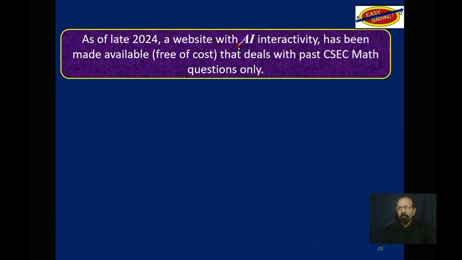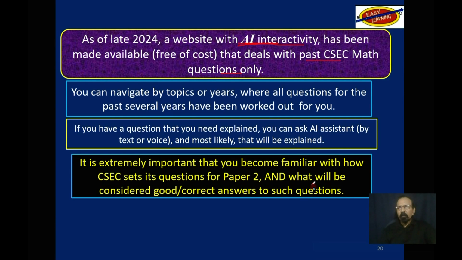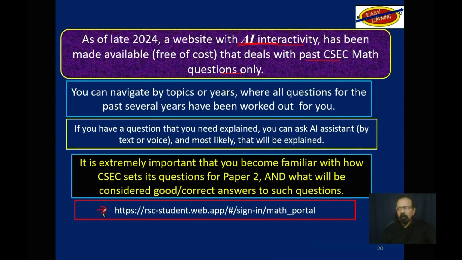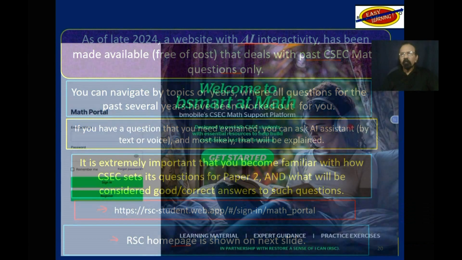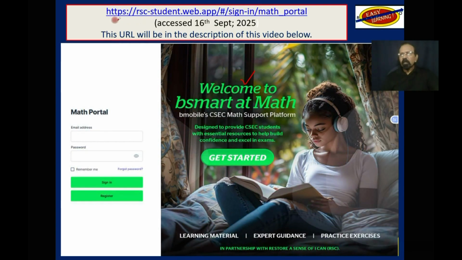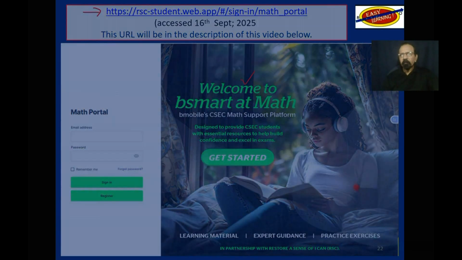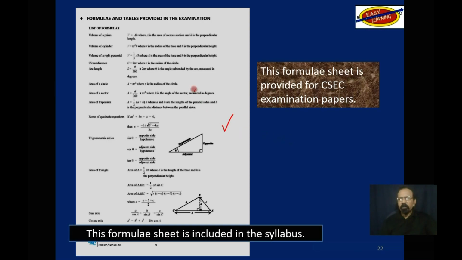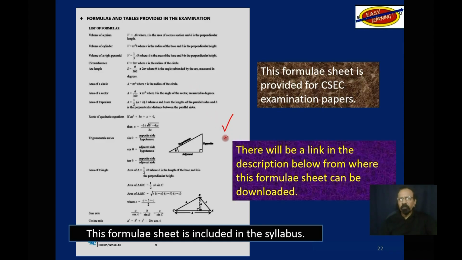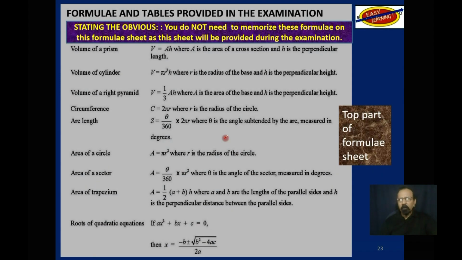Also, there is a very useful website with AI interactivity that deals with past CSEC math examinations questions only from paper 2. This is the URL of that website. On the next slide, I will show you what the home page for that website looks like, which is this. Again, that is the URL. A formula sheet will be provided for the math examination. So you really don't have to learn these formulae. Just make sure you know how to use them and when to use them.